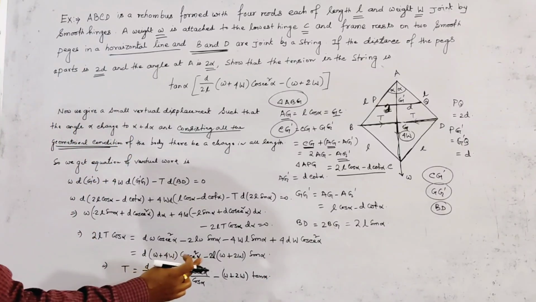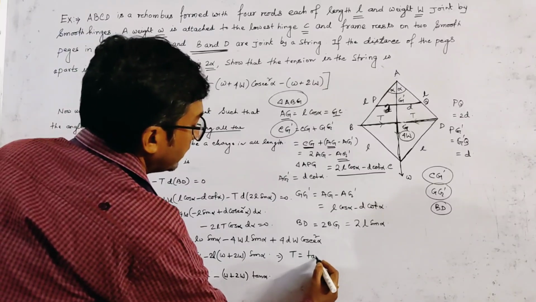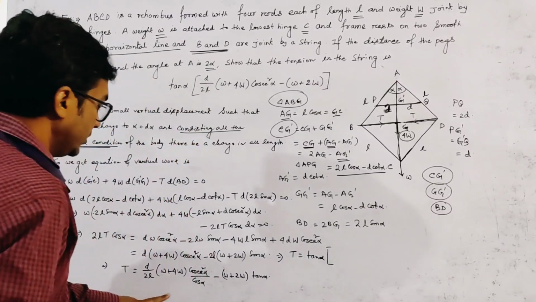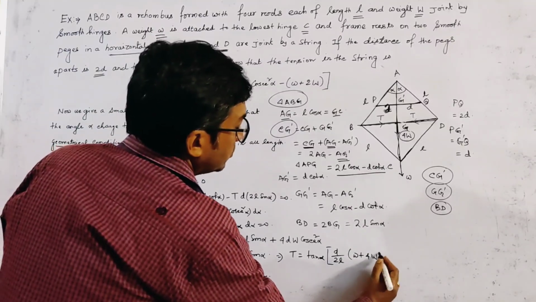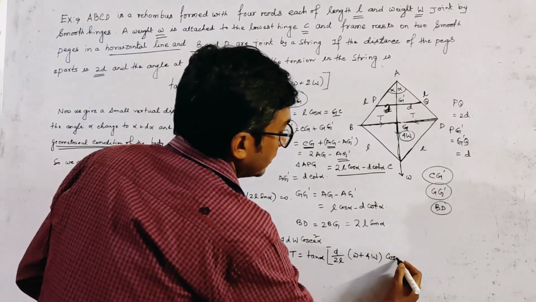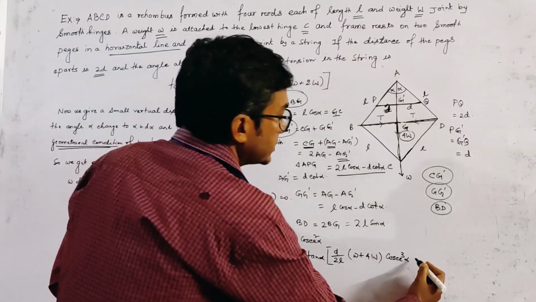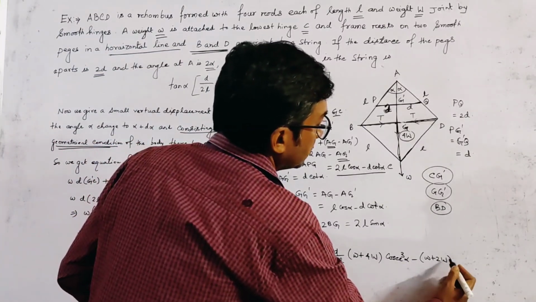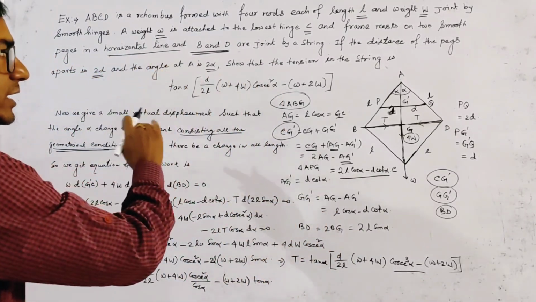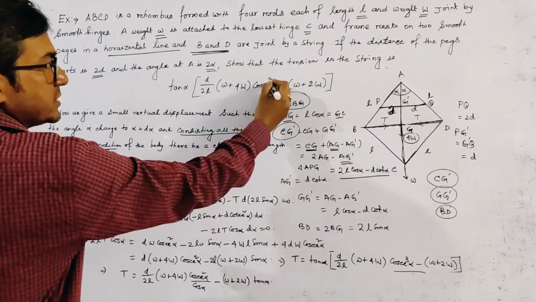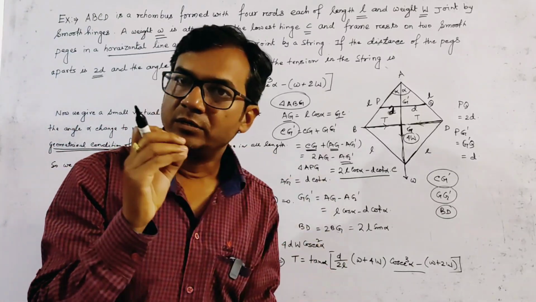And if we take tan alpha common from both terms, we get the result: T is equal to tan alpha into D by 2L into W plus 4W into cosec cube alpha. This is not cosec square alpha because we took common tan alpha, and the last term is minus W plus 2W. Right, this is our answer, and I think in the problem there is a small mistake here, this is cube. Okay, and this is the complete proof of the problem.